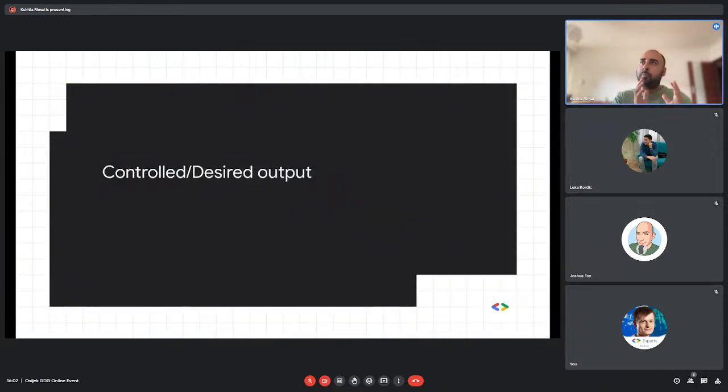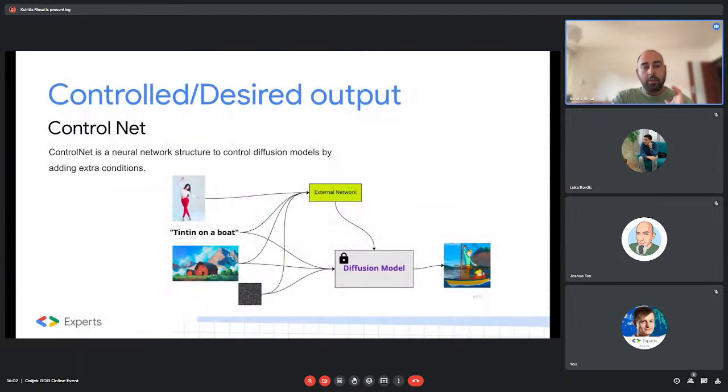Also, apart from teaching new concepts to these diffusion models, there is also the aspect of controlling the output, the desired output out of this model. So one area is, of course, prompt engineering. Another is concept training. Also, there is an area called ControlNet. This is a new technique that has been developed.